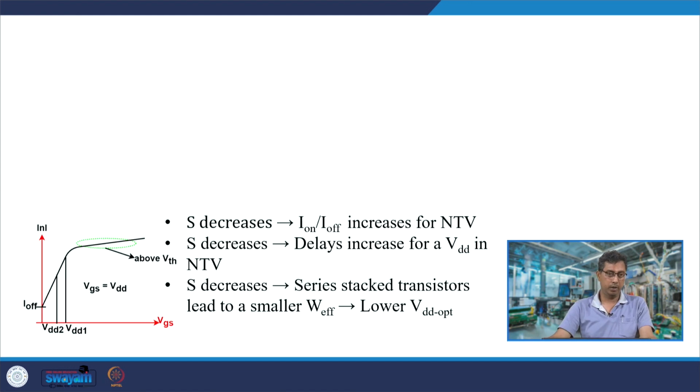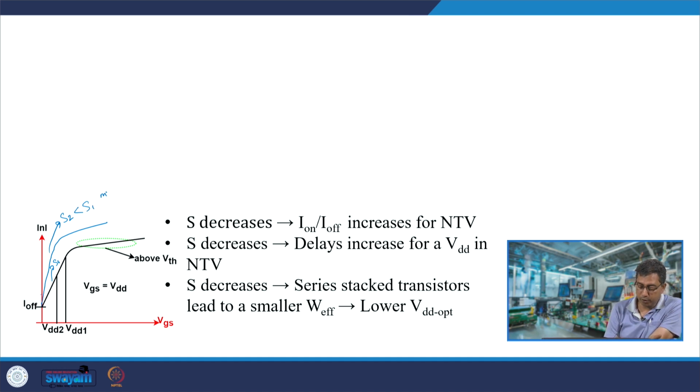Okay. So, here we have discussed Ion by Ioff ratio and its implication on circuit behavior. This we had briefly discussed previously. As you decrease the subthreshold swing, suppose this is S2 and this is S1, then S2 is smaller than S1, because you measure it as millivolts per decade of current. So, that is why S2 is smaller than S1.